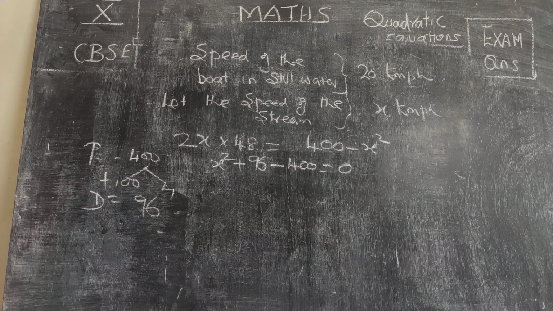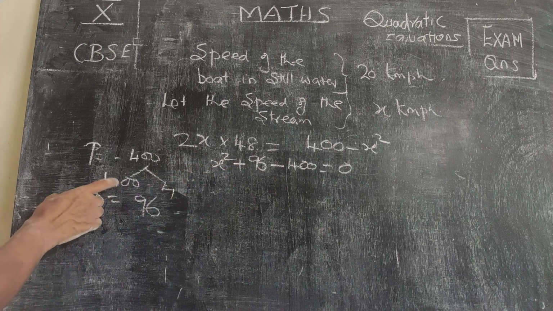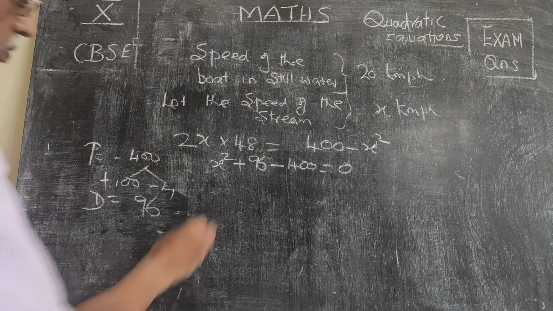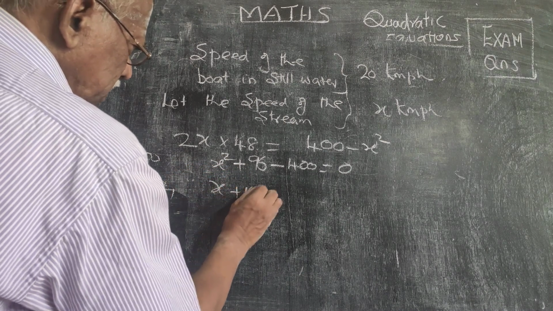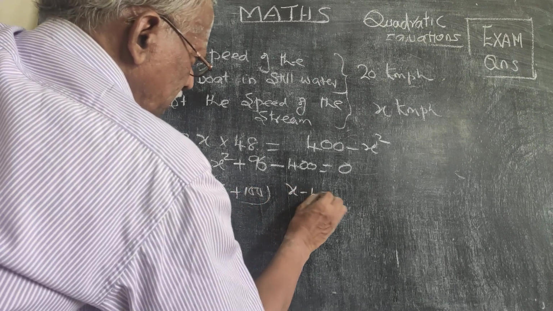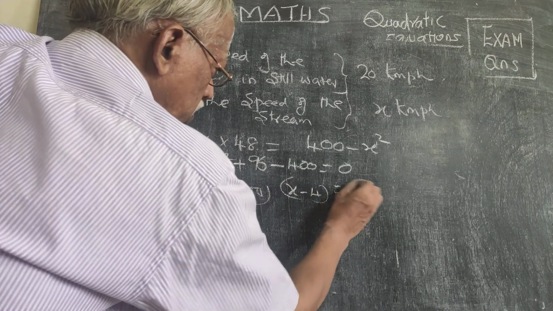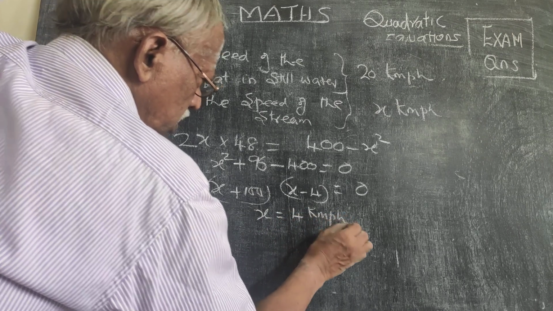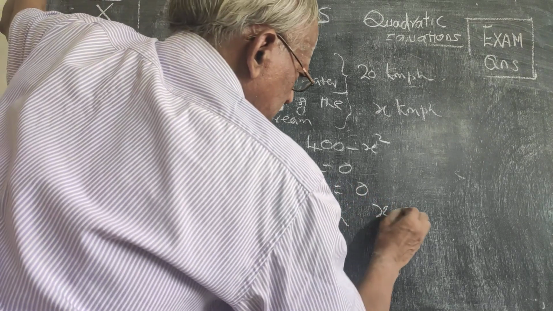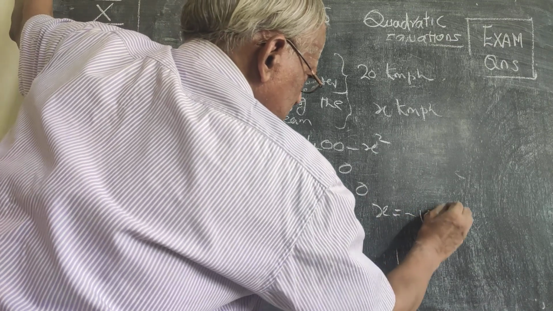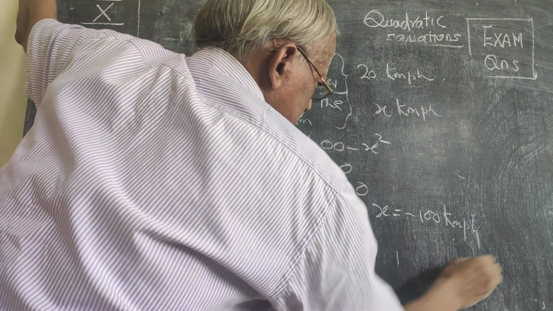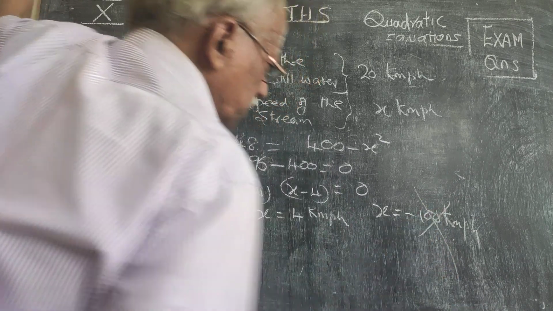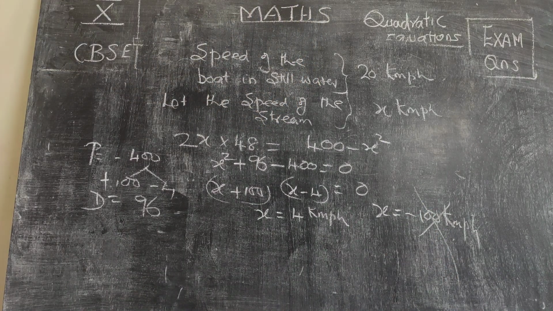Since I want 96 positive, so I am putting plus 100 and this is minus. The result is now x plus 100 and x minus 4 equal to 0, or x equal to 4 kilometers per hour. If you are choosing x equal to minus 100 kilometers per hour, the speed cannot be negative, so it is rejected. So the speed of the stream is x equal to 4 kilometers per hour. So that completes your question number 35.